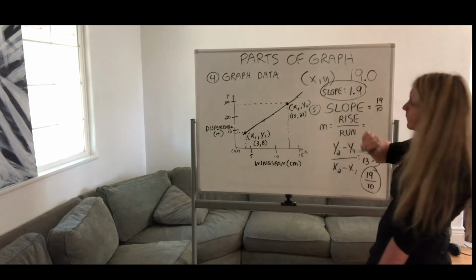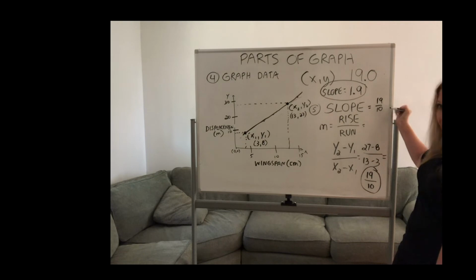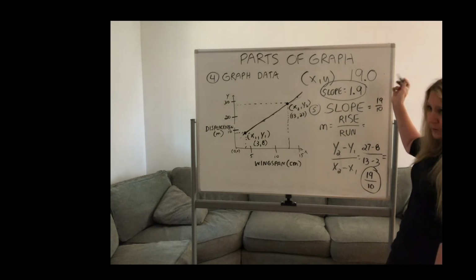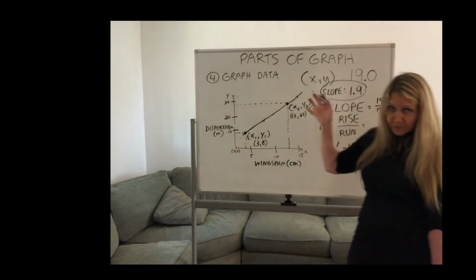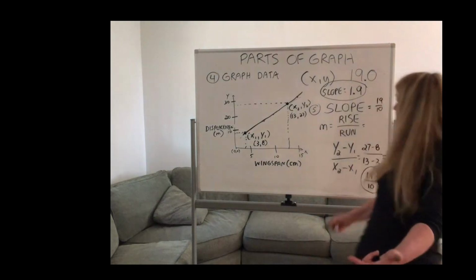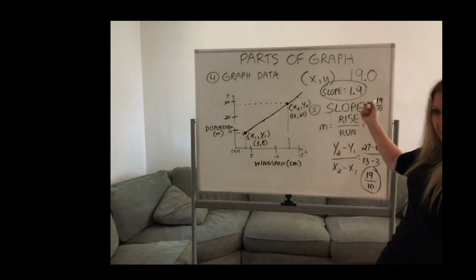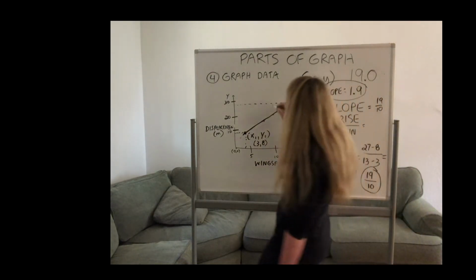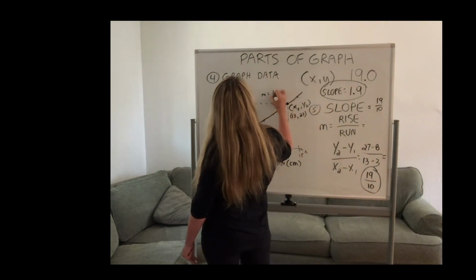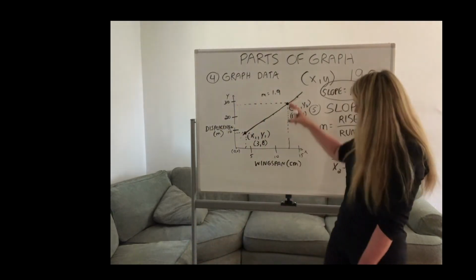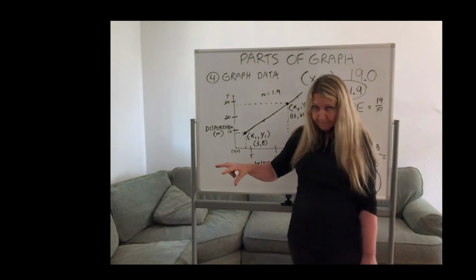So anytime you divide a number by 10, you move the decimal over 1 to the left. If you were to multiply by 10, you would move the decimal to the right. So my slope is 1.9. M equals 1.9. That's the rate at which these variables are changing.